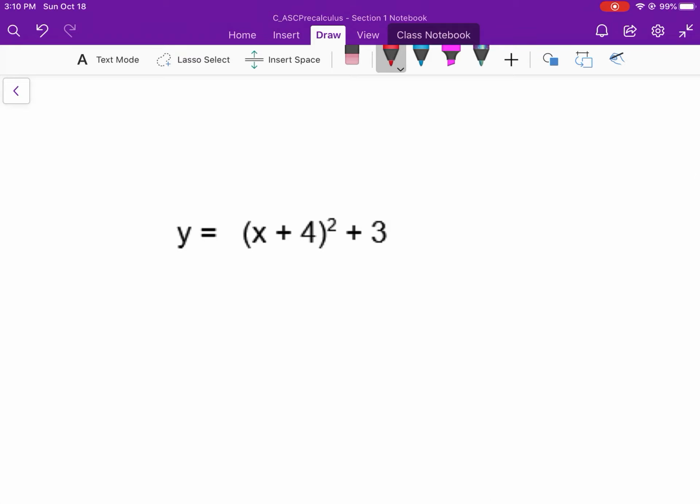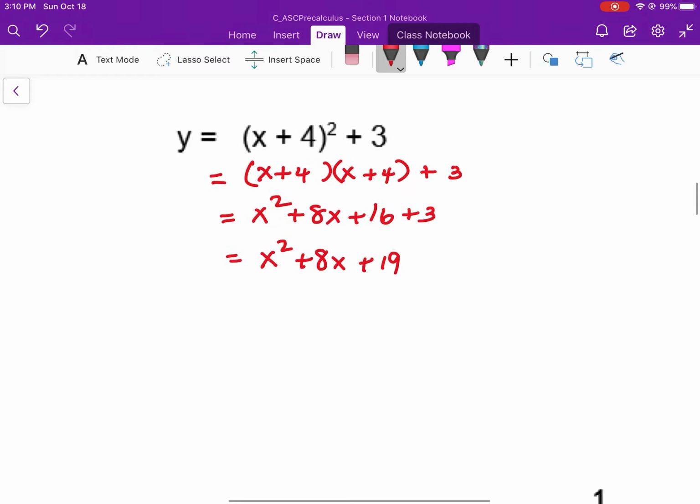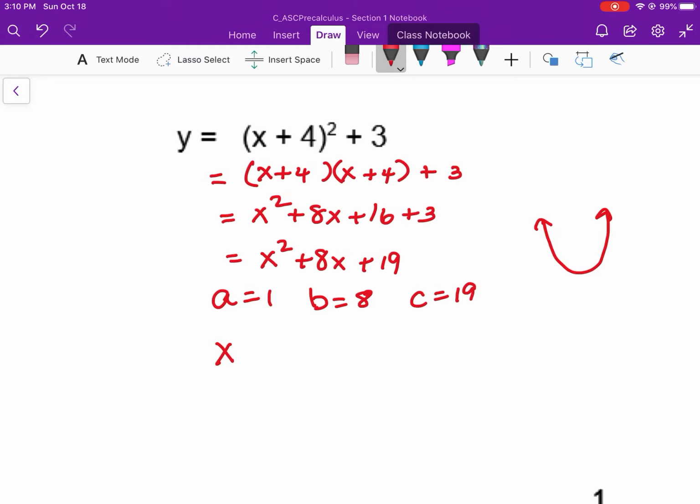Now this one, you're going to have to do a little bit of work if you don't recognize it, which you probably don't. So I'm just going to go ahead and write this twice, x plus 4 times x plus 4, plus 3. So I get x squared plus 8x plus 16 plus 3. So I get x squared plus 8x plus 19. Notice this plus 19 really is not that important anyway, because we have a equals 1, b equals 8, and c equals 19. And this parabola is going to open up because my a is positive.